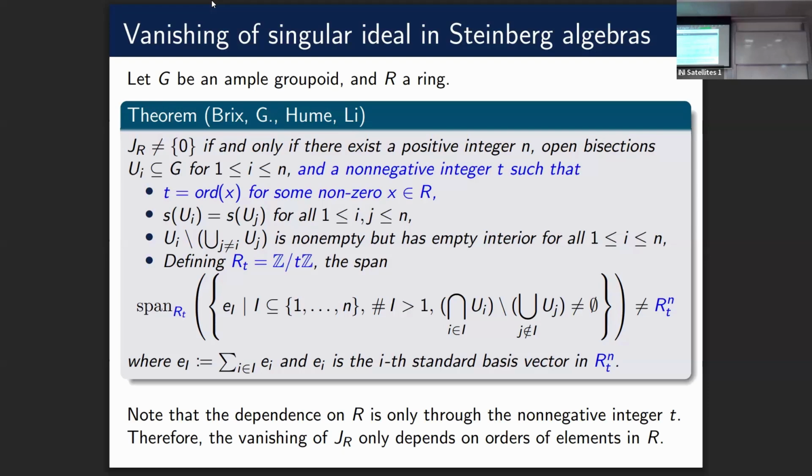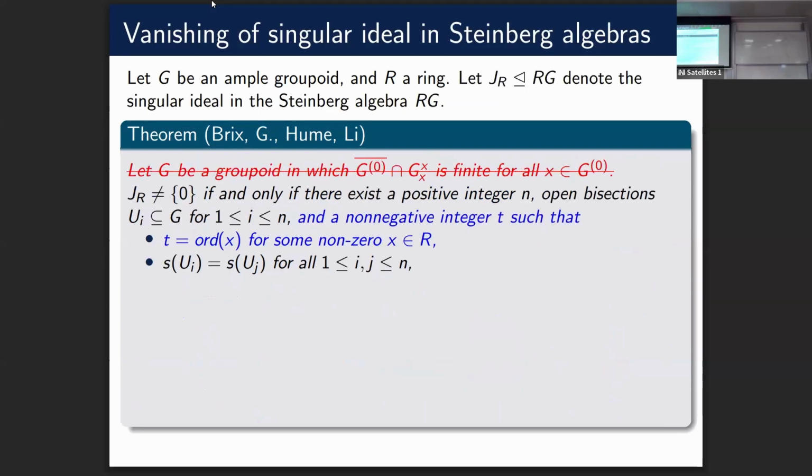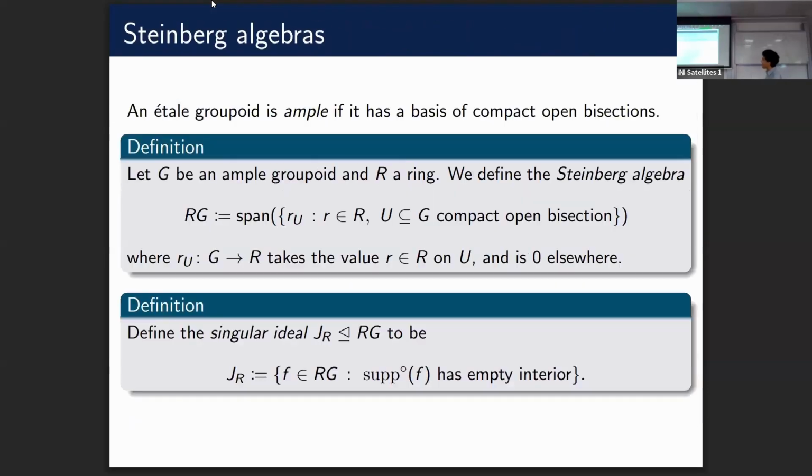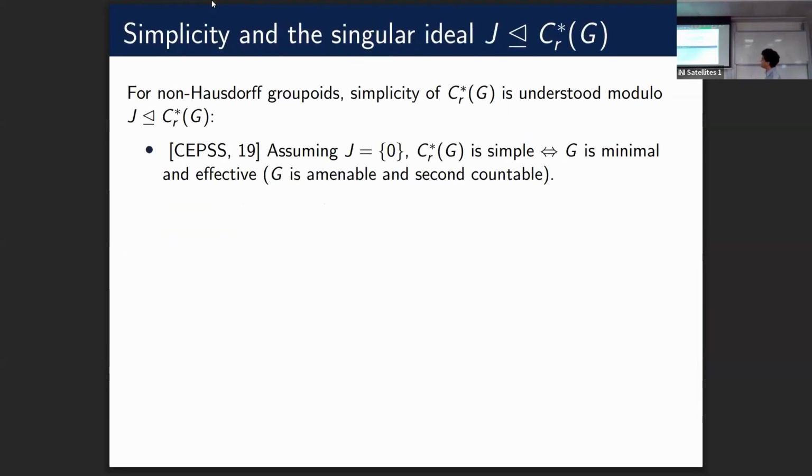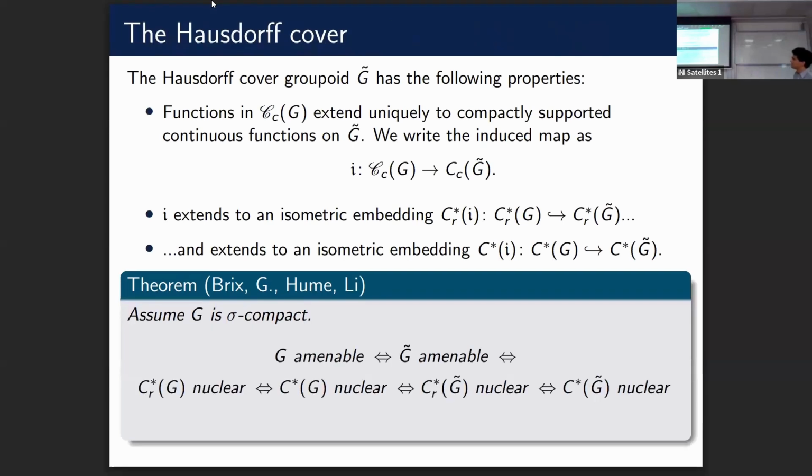Yes. So back early on, you were mentioning that you have really nice embeddings of the C-star algebra for your non-Hausdorff groupoids into the Hausdorff covers. Are these particularly nice embeddings? Is that how you get the amenability results?